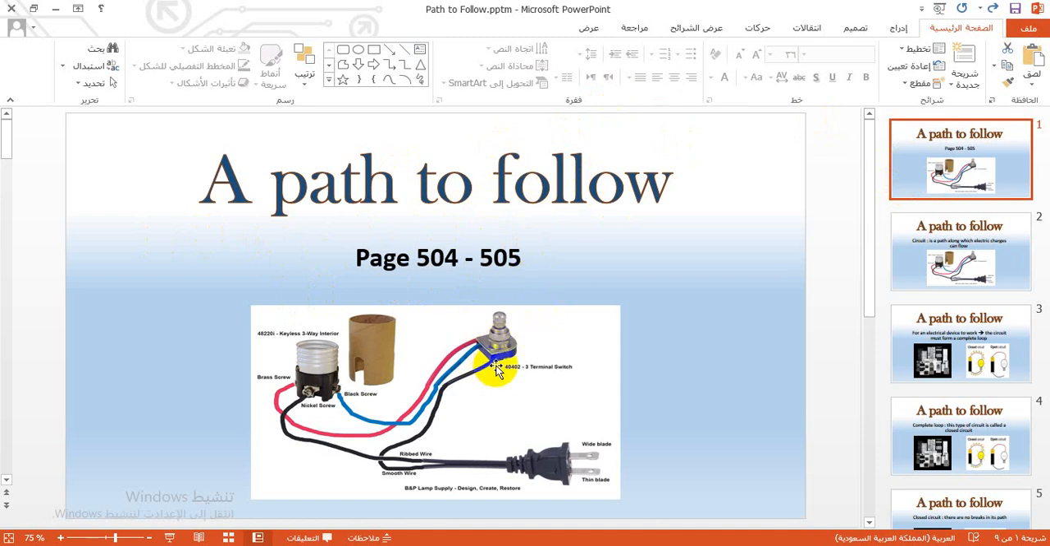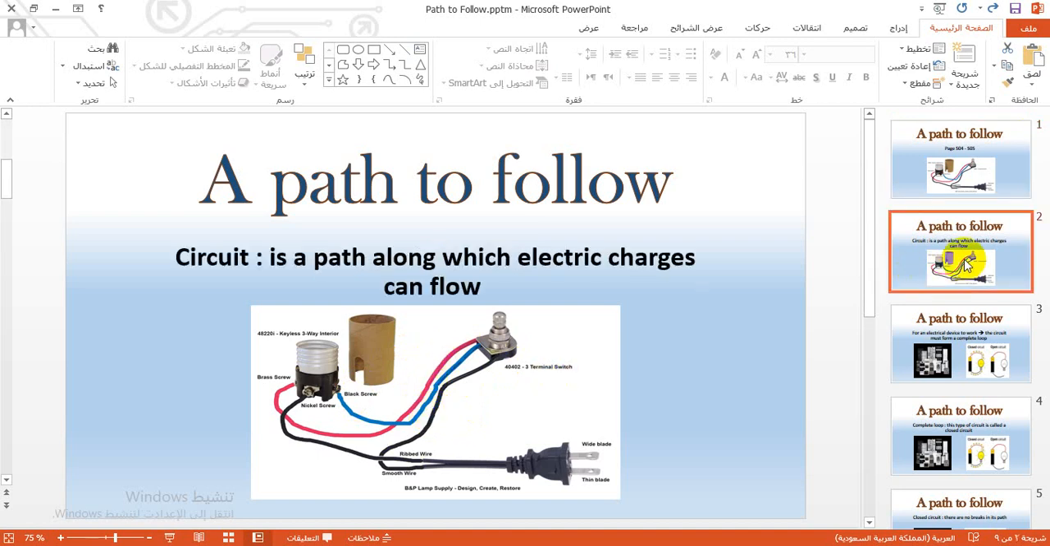What is this image exactly? This is the circuit, guys. What does circuit mean? You will learn it today. A circuit is the path along which electric charge can flow. It's like a circle, by the way, something like a circle that the electric charge moves through.